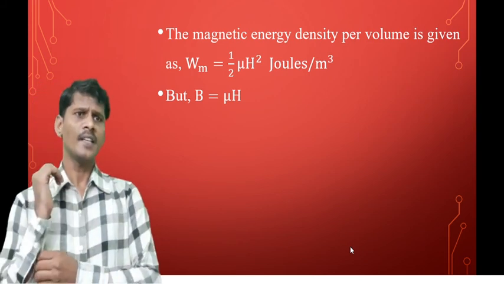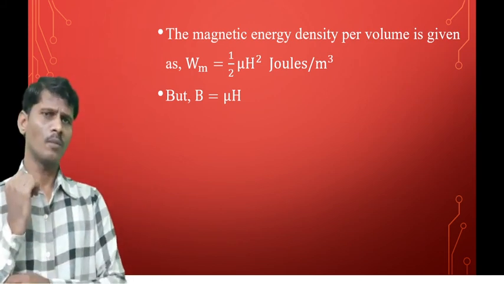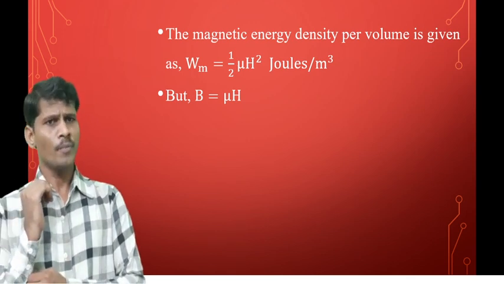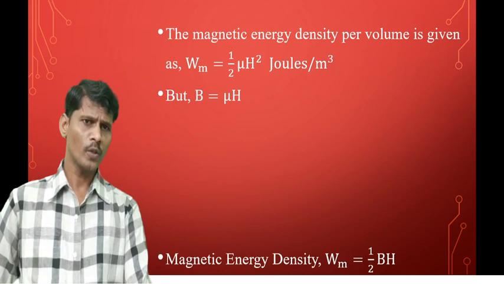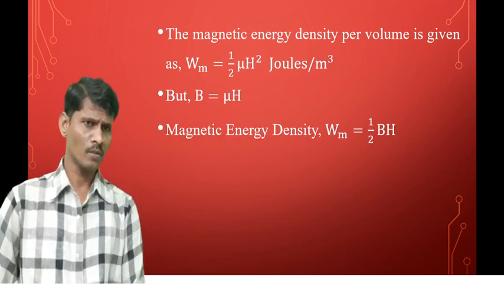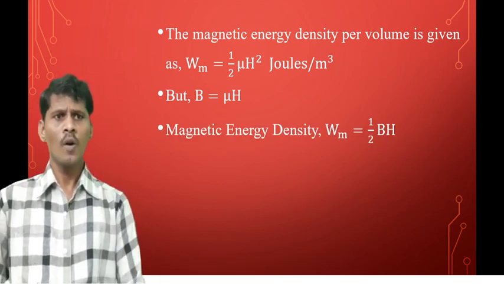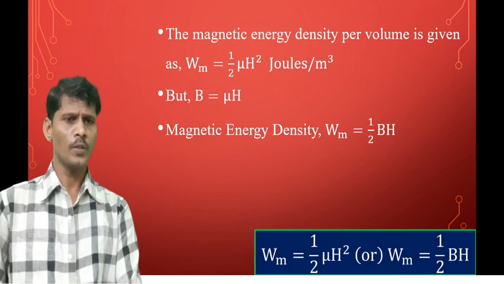Therefore, the magnetic energy density per volume is given by Wm equal to half mu H square joules per meter cube. But B is equal to mu into H, and one more expression of the magnetic energy density is half into B H.